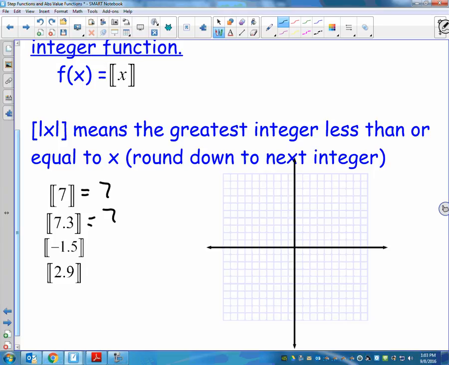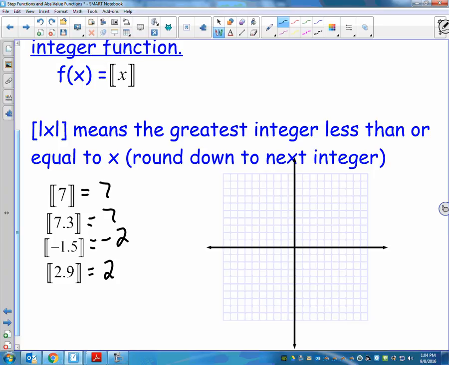Negatives are kind of tricky sometimes. Negative 1.5 would round down to negative 2. Right? Because it rounds down, negative 2 is smaller. And then this is the part that people struggle with. 2.9 actually would give you an output of 2 because you round down no matter what. So because we're rounding down, that's how we get these little stair steps.